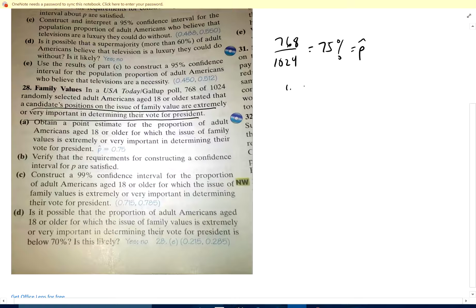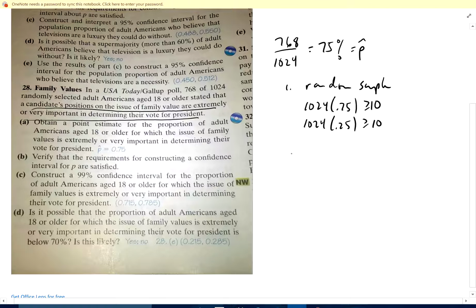Requirements: one, it's got to be a random sample. And np and nq: 1,024 times p hat, 0.75, is certainly greater than 10, and nq is certainly greater than or equal to 10. Okay, so my conditions are met, so I know this test is going to be valid. And number 2, or B I should say, that was B.